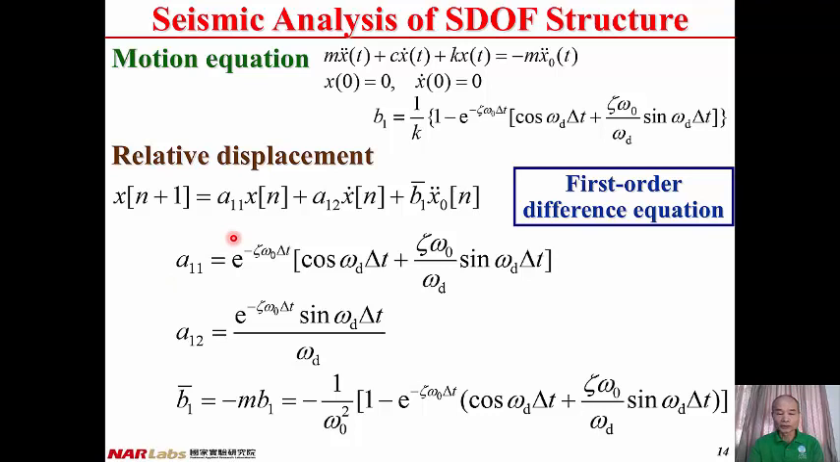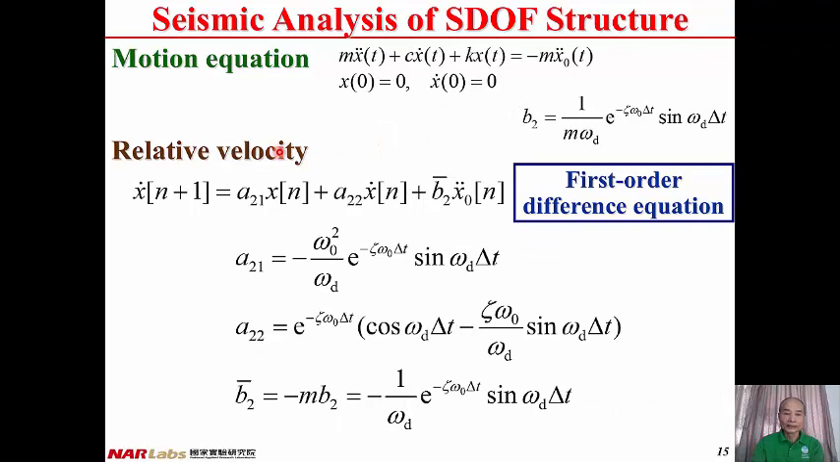Therefore, from the first order difference equation, we can compute the relative displacement at step n plus 1 from the information at current step n, including the relative displacement, the relative velocity, and the ground acceleration x0 double dot. And similarly, we have the first order difference equation for relative velocity, the velocity of the structure relative to the ground. Therefore, from the information at current step n, including relative displacement x at step n, relative velocity x dot at step n, and ground acceleration x0 double dot at step n, we can compute the relative velocity x dot at step n plus 1.